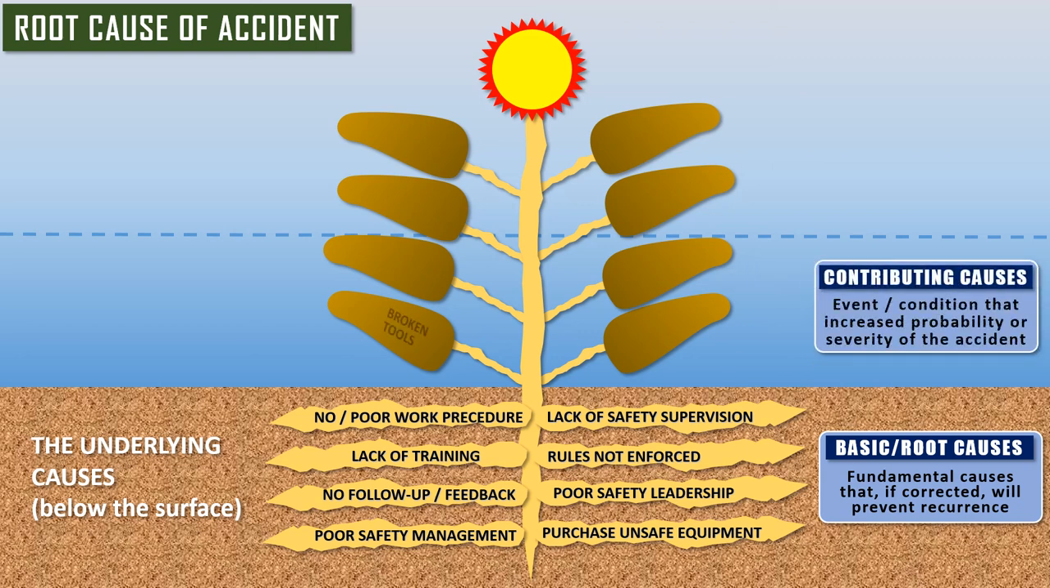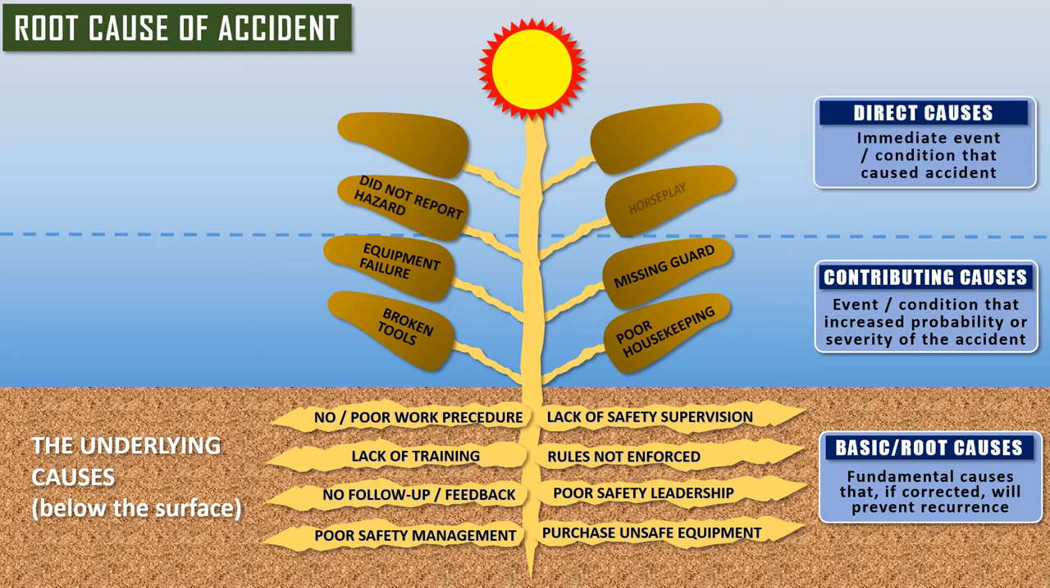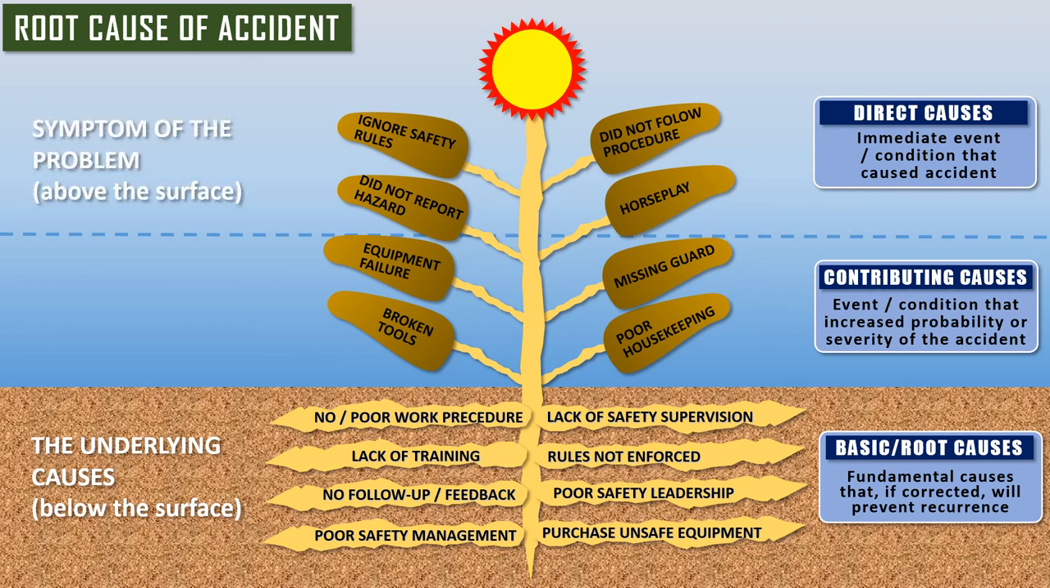Contributing causes are events or conditions that increase probability or severity of the accident, such as equipment failure, missing guard, and so on. Direct causes are immediate events, usually the result of one or more unsafe acts or unsafe conditions, such as ignoring safety rules, horseplay, and so on. They are the symptoms showing signs of poor safety management system.